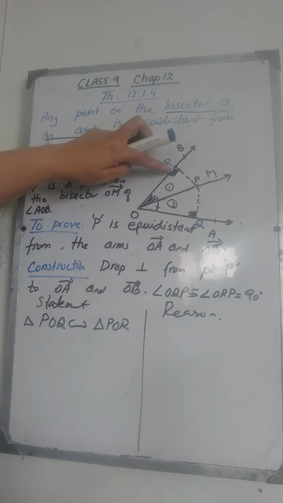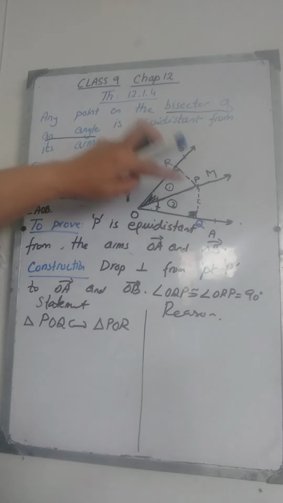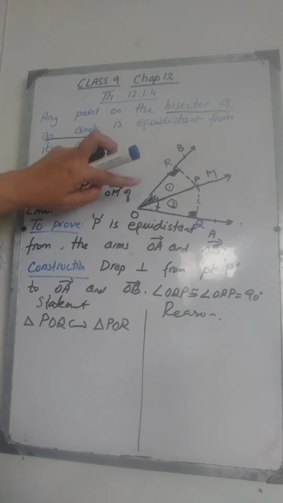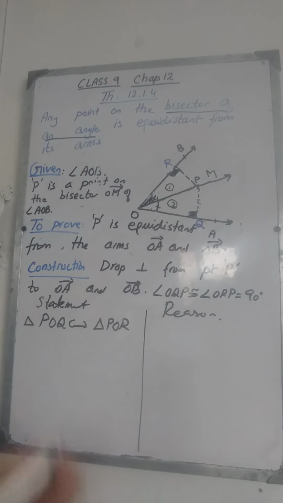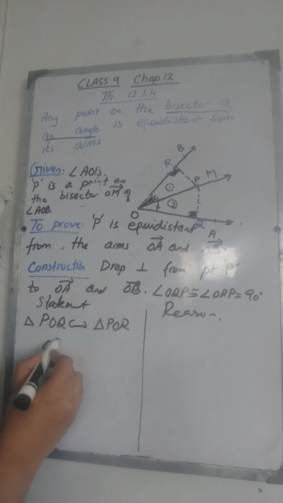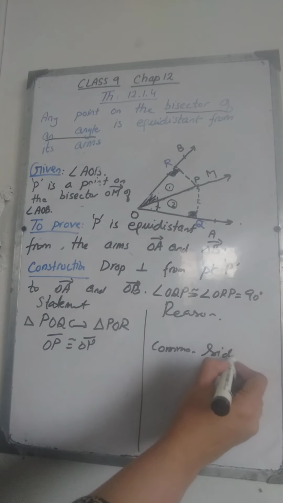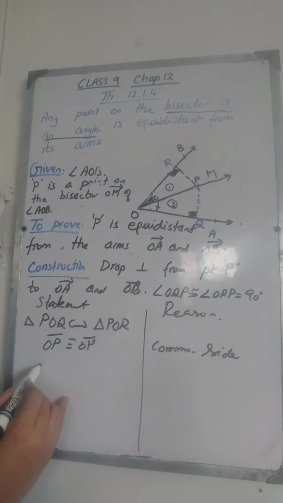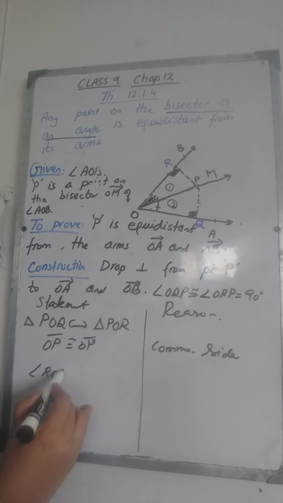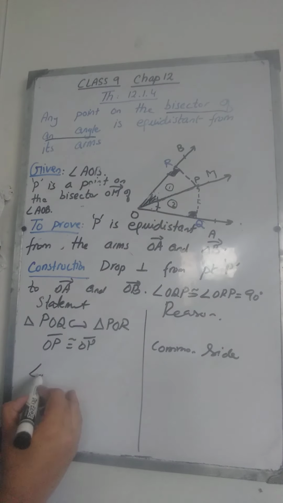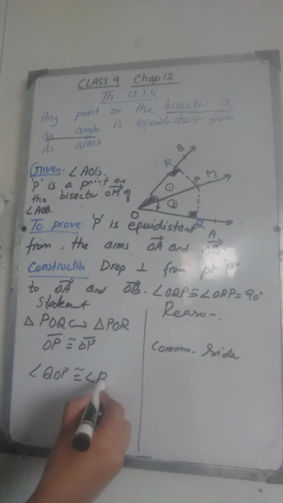We will take OP and these two angles: the 90 is equal to this angle, and this angle is equal to this, because it was the angle bisector dividing this angle into two equal parts. So here we are going to take the side first. OP is congruent to OP. This is the common side of both triangles. Also, because we are taking POQ here, I'm going to write the angle of this triangle first. Angle QOP is congruent to angle ROP.